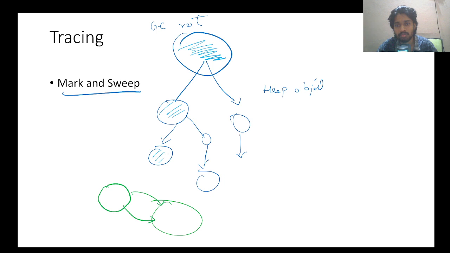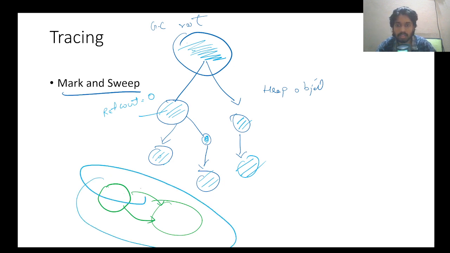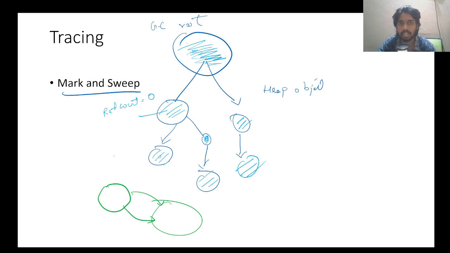It will go to this, and it will check if the reference count is 0 or not for this particular object. If the reference count is 0, it will delete it. If the reference count is not 0, it will go to another object, and another, and another. So it will check each and every reference count, and the objects which are not traced will not be marked, and they'll get deleted in the algorithm.